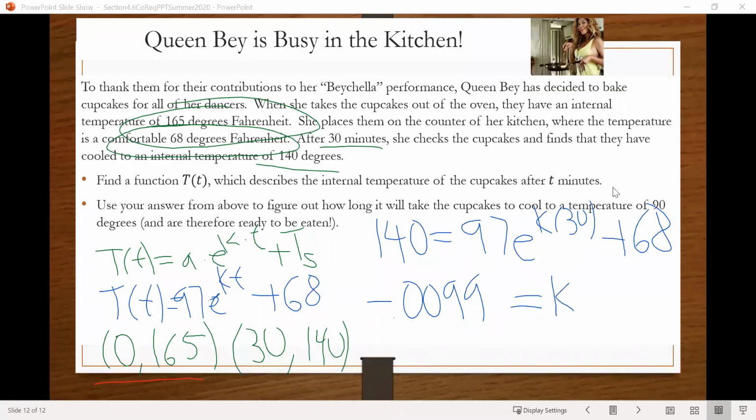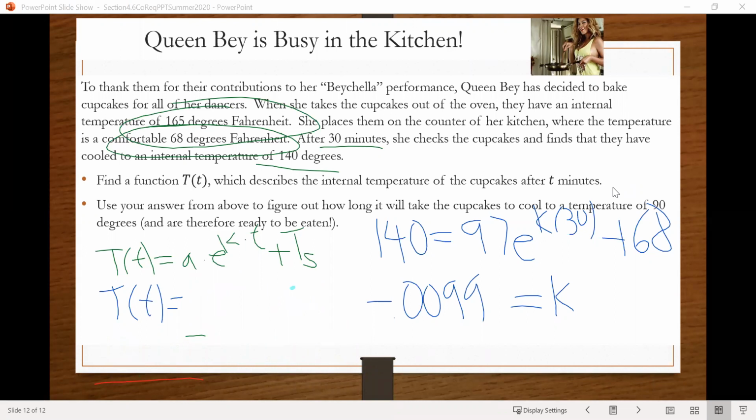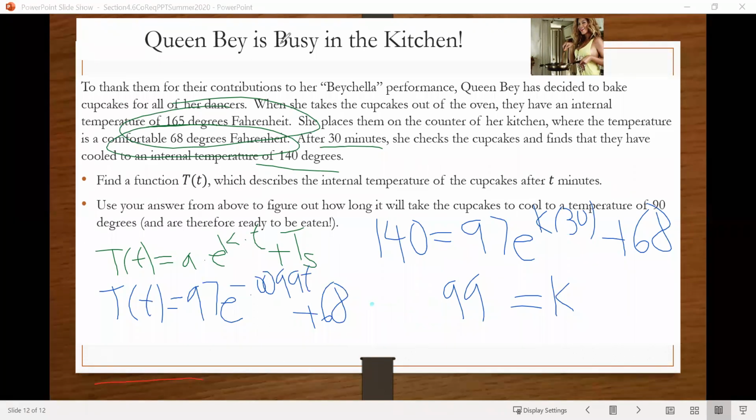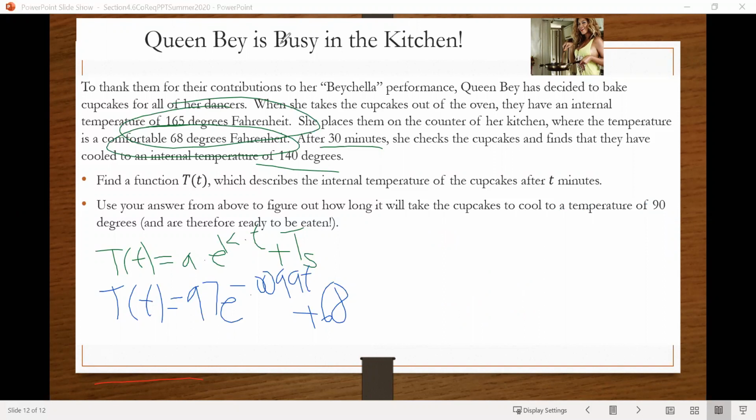So now we can write out our whole final version of our equation. We know A is 97, k is negative 0.0099. You might even use more decimal places than what I use, just to maintain accuracy. So it becomes e to the negative 0.0099 t plus 68. And whoops, I forgot the t here. So the function is T of t equals 97 times e to the negative 0.0099t plus 68.